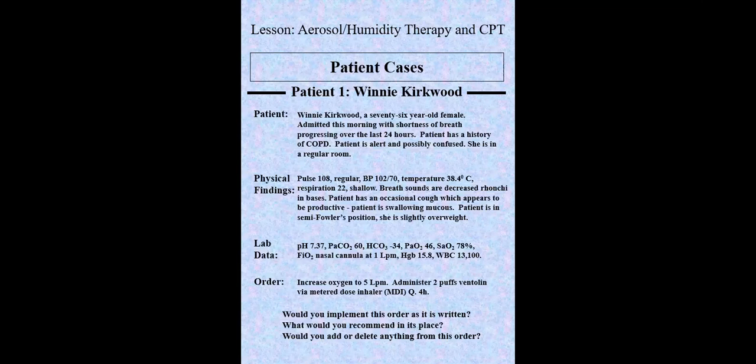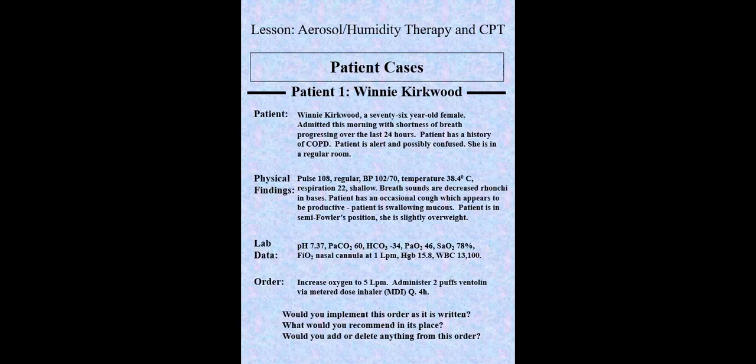What does her ABG show? Is it fully compensated respiratory acidosis? 7.37 is still in normal range, but it's leaning what? Acid. CO2 is acid, bicarb is alkaline. So CO2 is causing the problem. So it's a respiratory acidosis.